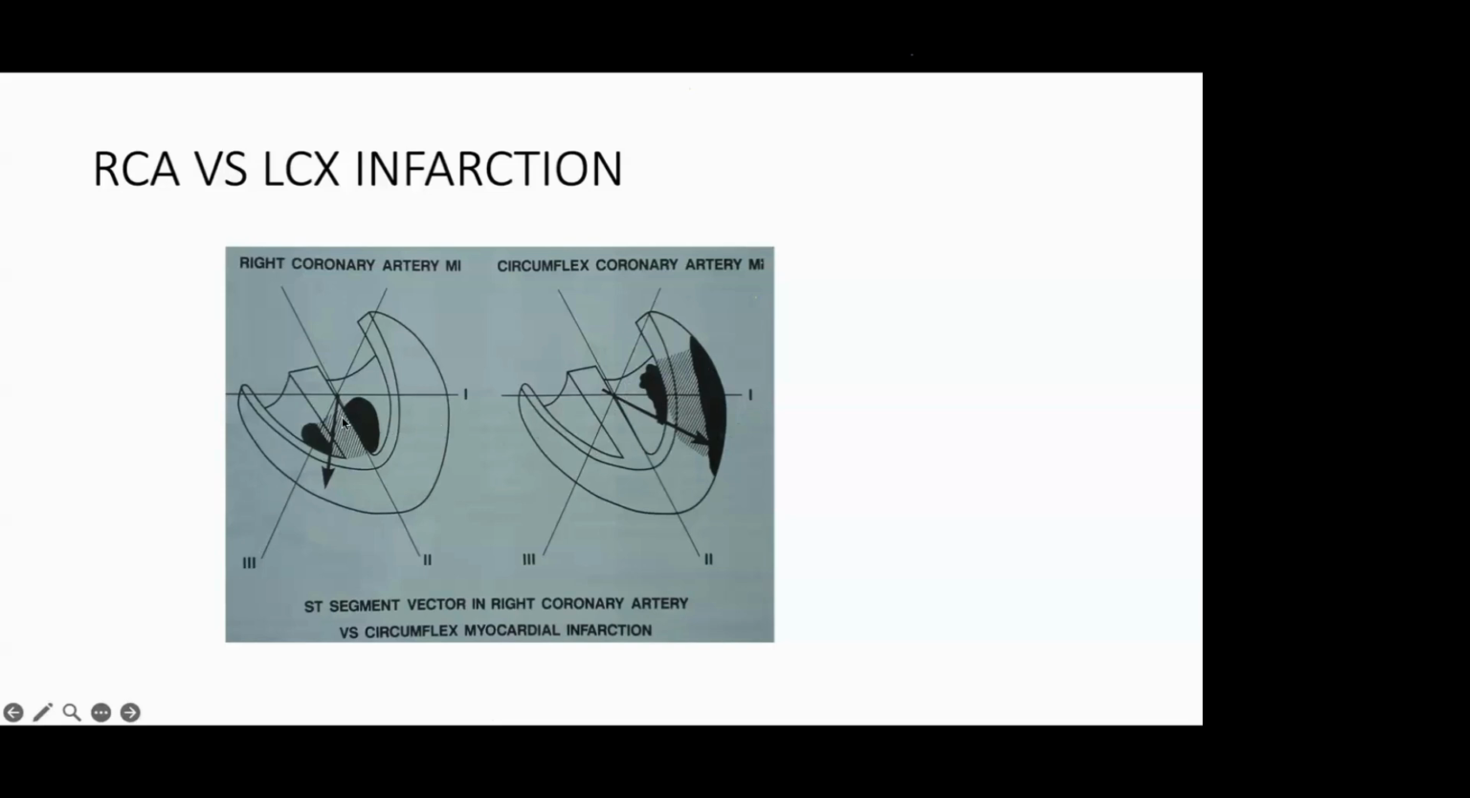When the inferior infarction occurs in RCA, ST elevation will be more pronounced in 3 because its injury vector is towards 3. But in circumflex infarction, the injury vector is more towards 2 or 1. So changes will be there in 1 or 2, not in 3. So if ST elevation is more in 3, it is RCA because it is the right side. If it is more in 2, with changes in 1 and aVL, it will be OM, circumflex. Like that you have to find out.